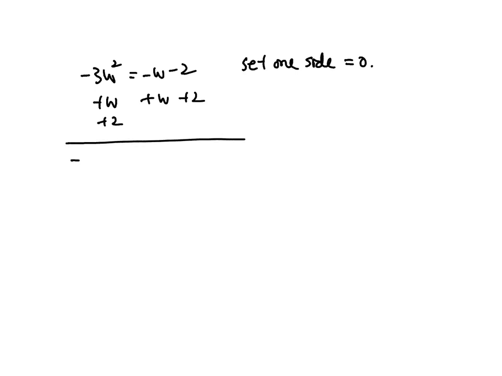All right, next you have negative 3w squared equals negative w minus 2. I'm just going to go ahead and set one side equal to 0 because I want to use the quadratic formula. So I'm going to add w on both sides and add 2 on both sides. So negative 3w squared plus w plus 2 equals 0. So my a is negative 3, b is 1, and c is 2. Then we'll plug everything in.